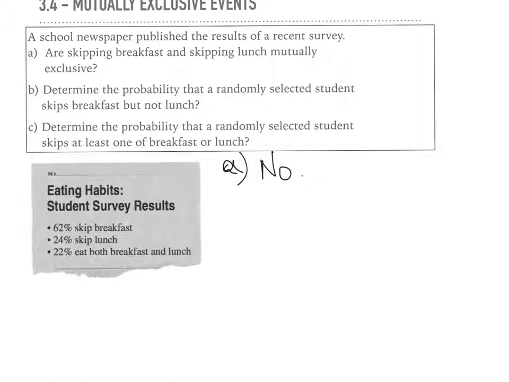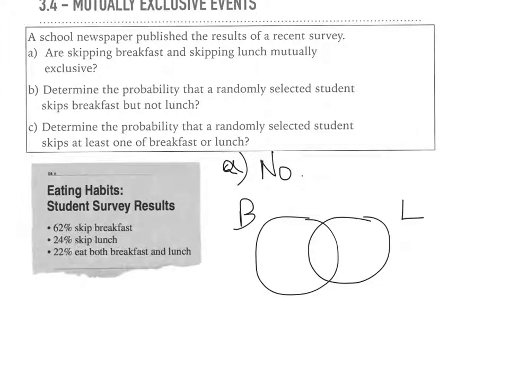So now B, determine the probability that a random student selected skips breakfast but not lunch. With these types of problems, what you want is to make a Venn diagram. So this is like unit 1. We're going back to unit 1 here. So we have breakfast and lunch, and we know that 22%, you have to kind of decide here, do you want to put the percentage of people who don't have lunch, or the percentage of people that skip? I think probably the way we should do this is the percentage of people who skip. So the whole B circle should add up to 62, and the whole L circle should add up to 24. Okay, I think that's what we should do.